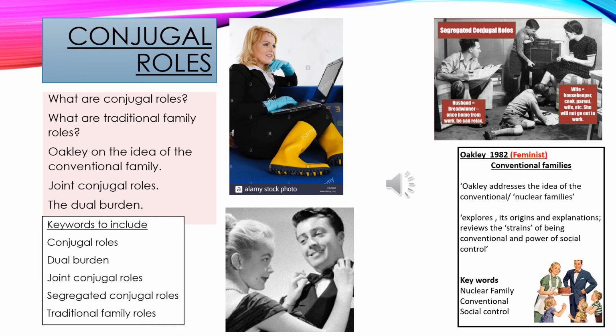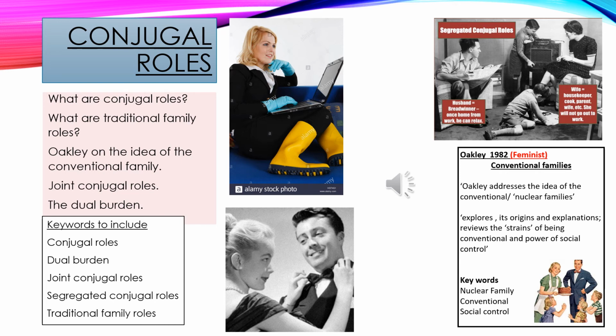You may want to think about the dual burden from the feminist point of view, and how Oakley talks about the nuclear family providing an area to exploit women, and these conventional ideas, the strains for women, the strains of power, that men really benefit. They benefit even in subtle ways. So from a feminist point of view, it is entirely gender based, and you can make a comparison between feminists and functionalists really well here.